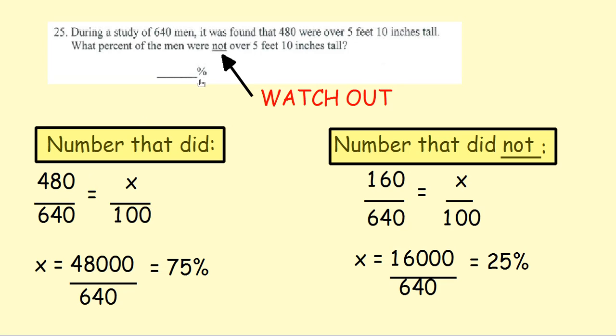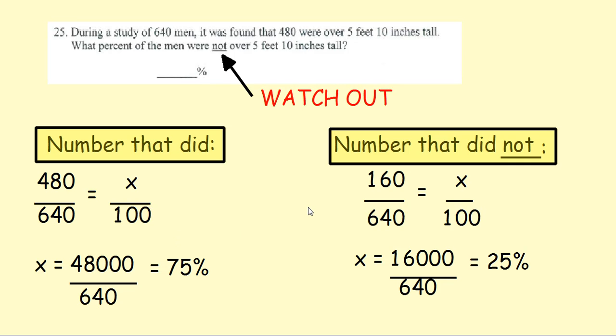Again, they want the percentage, so we got to create proportions. They say here that 480 people out of 640 people did reach this height, and that should be proportional to whatever percentage out of 100%. So then once you set that up, you'll cross multiply, divide, should give you this fraction. Once you divide it, it should leave you with 75, and you'll just know that should be 75%.